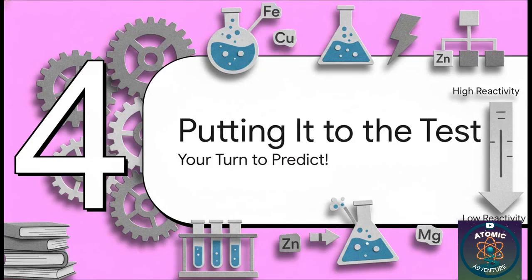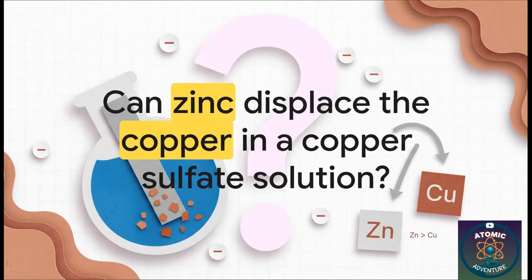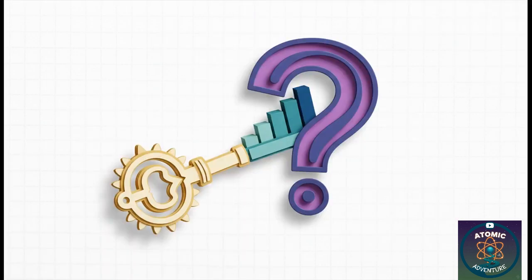Okay, you know the rules now. It's time to put what you've learned into practice. I've got an exam-style question for you. Ready to give it a shot? So here's the question. If you put a piece of zinc metal into a solution of copper sulfate, will a displacement reaction happen? Yes or no? But before you answer, think for a second. What is the very first thing you need to do to figure this out? That's right. The first step is always to go look at your reactivity series. Don't ever try to guess. The answer is sitting right there on that list. Using this tool is how you get the marks.